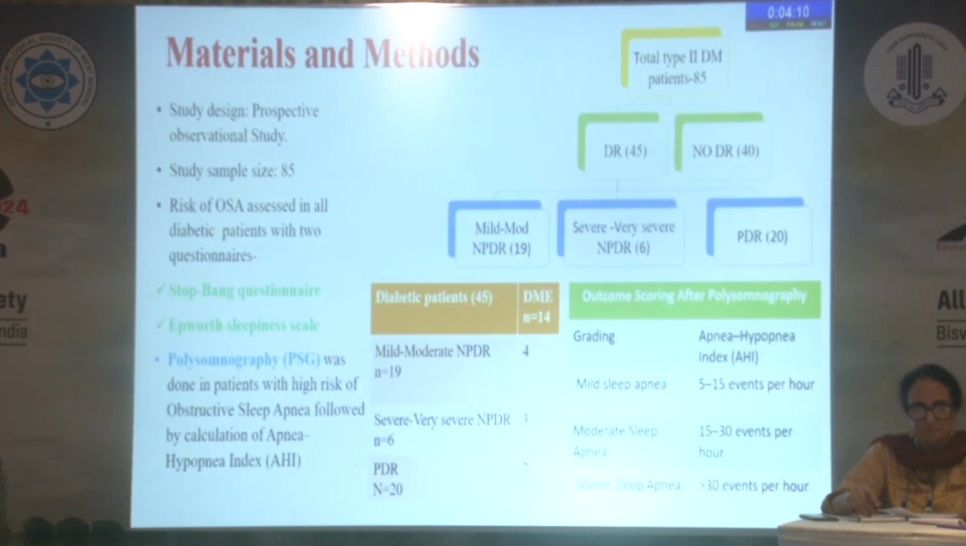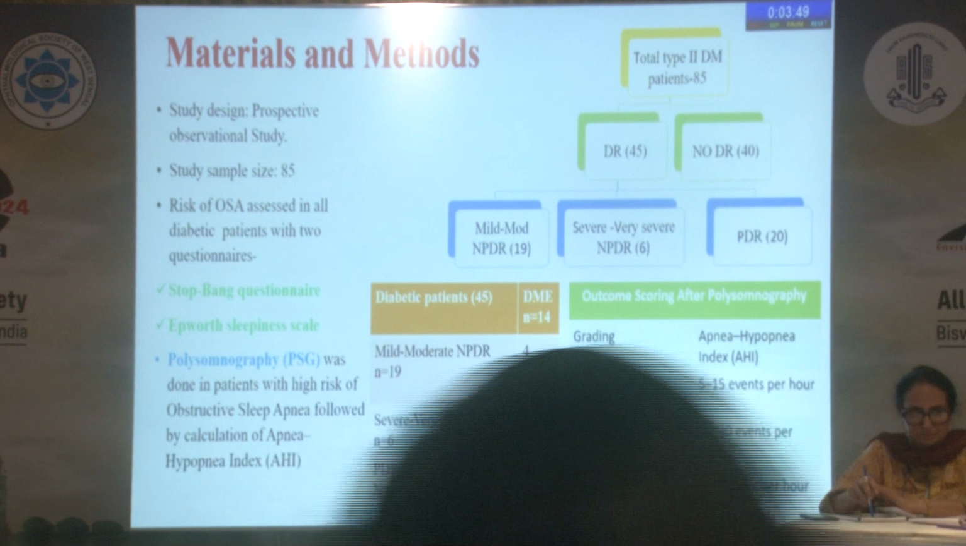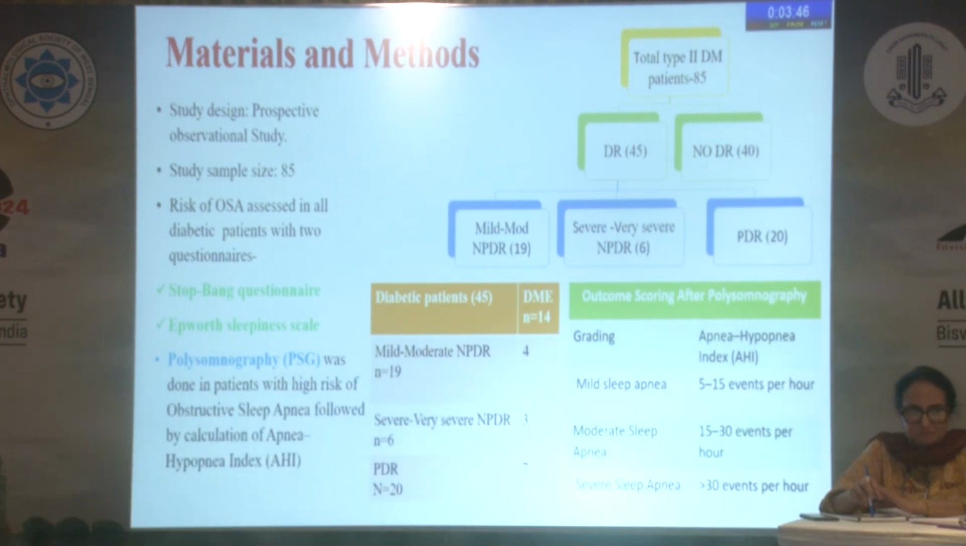The study included 85 patients, 45 with DR and 40 without DR, and 19, 6, and 20 with mild to moderate NPDR, severe NPDR, and PDR. 14 had DME. All underwent assessment for OSA using the STOP-Bang questionnaire and Epworth sleepiness scale. All the high-risk OSA patients based on STOP-Bang and Epworth sleepiness scale underwent polysomnography, and then calculation of the apnea hypopnea index, that is AHI.